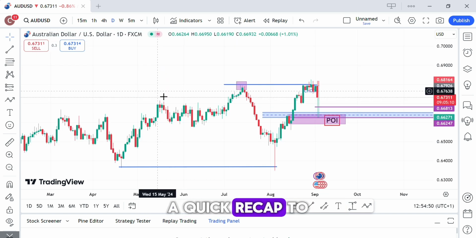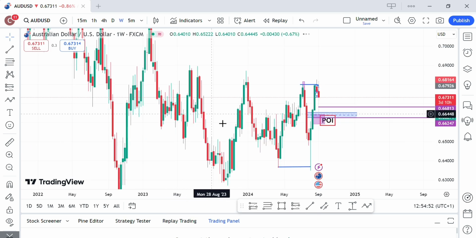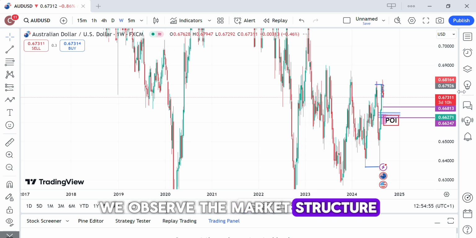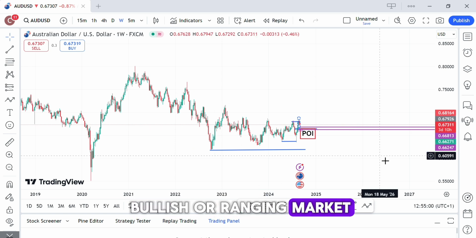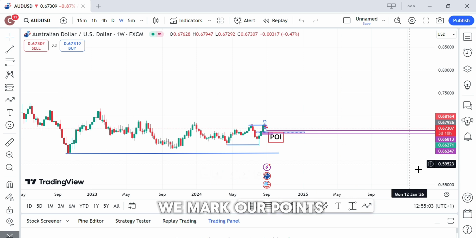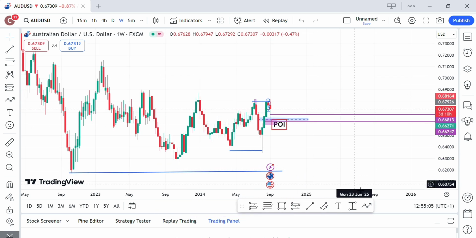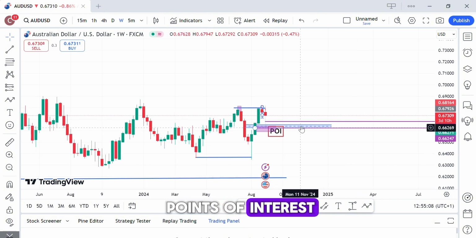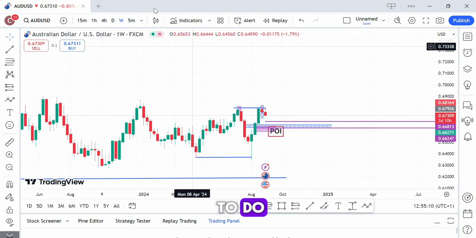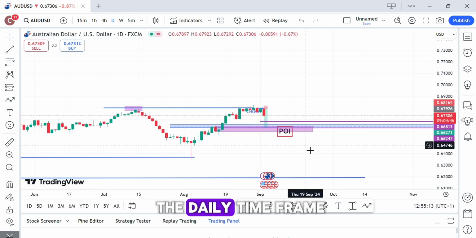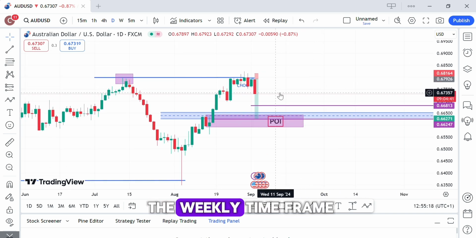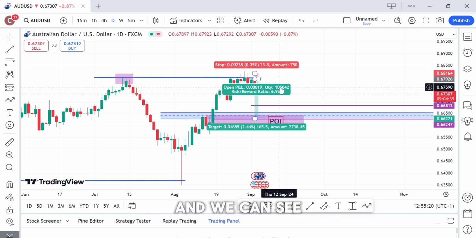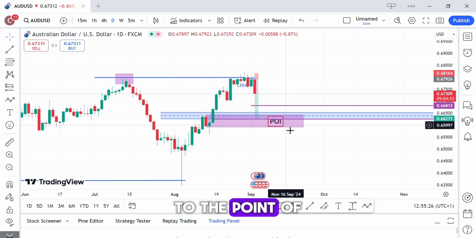All right, a quick recap. We go from the weekly time frame, we observe the market structure. Is it a bearish, bullish, or ranging market? We observe the market, we mark our points of interest, what the market is likely to do. We go down to the daily time frame to confirm what we saw on the weekly time frame, to confirm that move, and we can see that in the daily time frame, the market is actually going down to the point of interest.